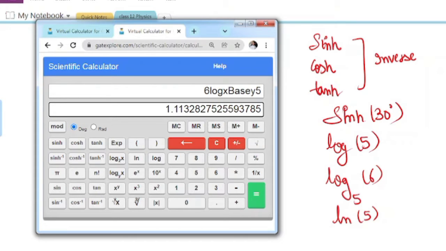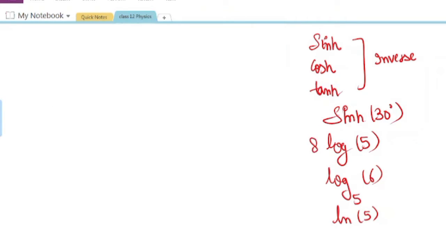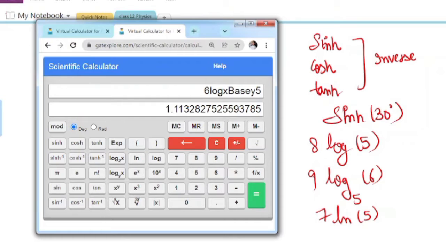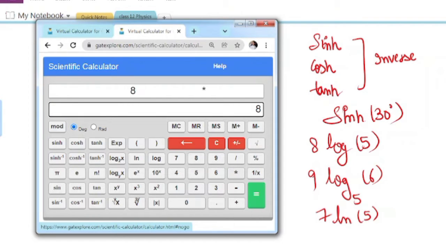Okay. But what happens if you want to find a function like 8 log 5, or 9, or 7 and anything else? If you want to find 8 log 5, first put 8, then the multiplication sign, then put 5 and log. You get the answer. Okay. If you want to find 7 ln 5, in the same way do 7, multiplication sign, 5, and use ln. Equal sign, you get the value.